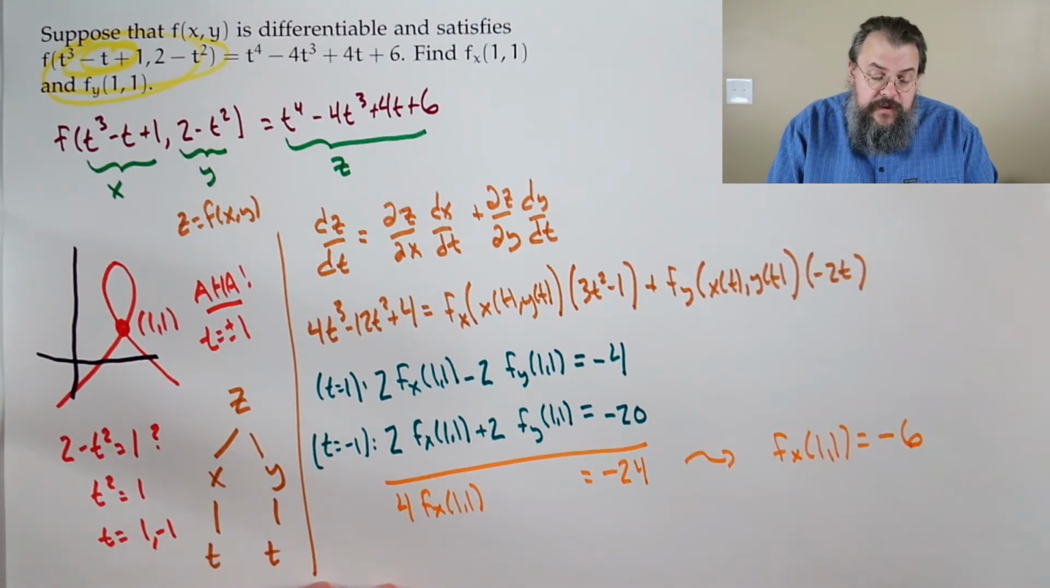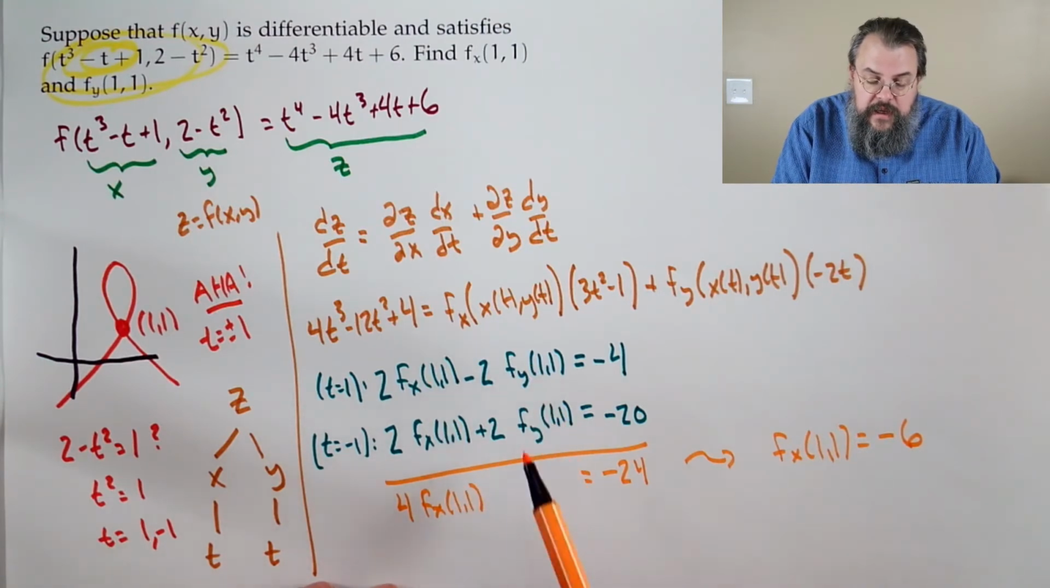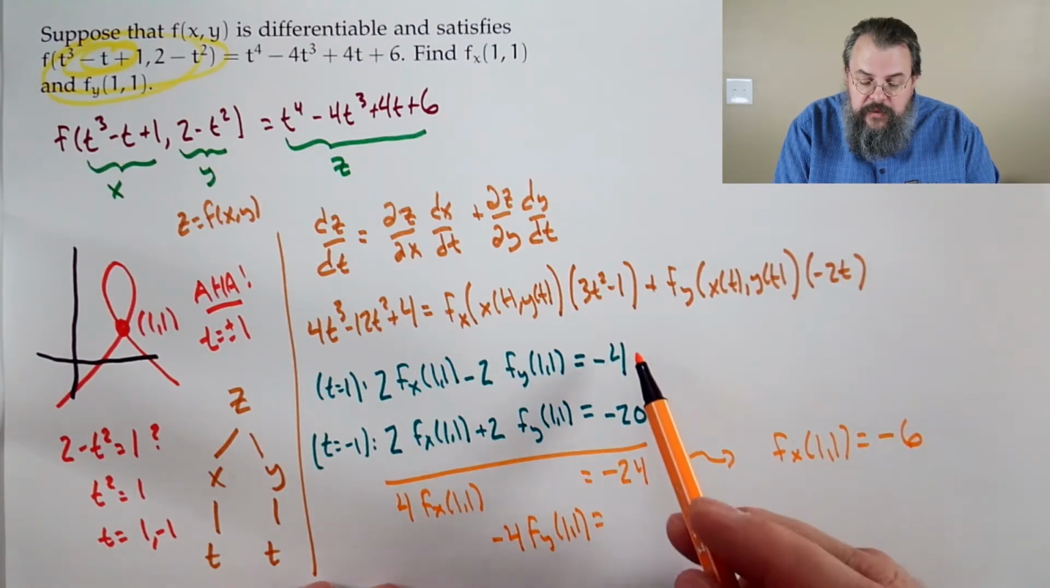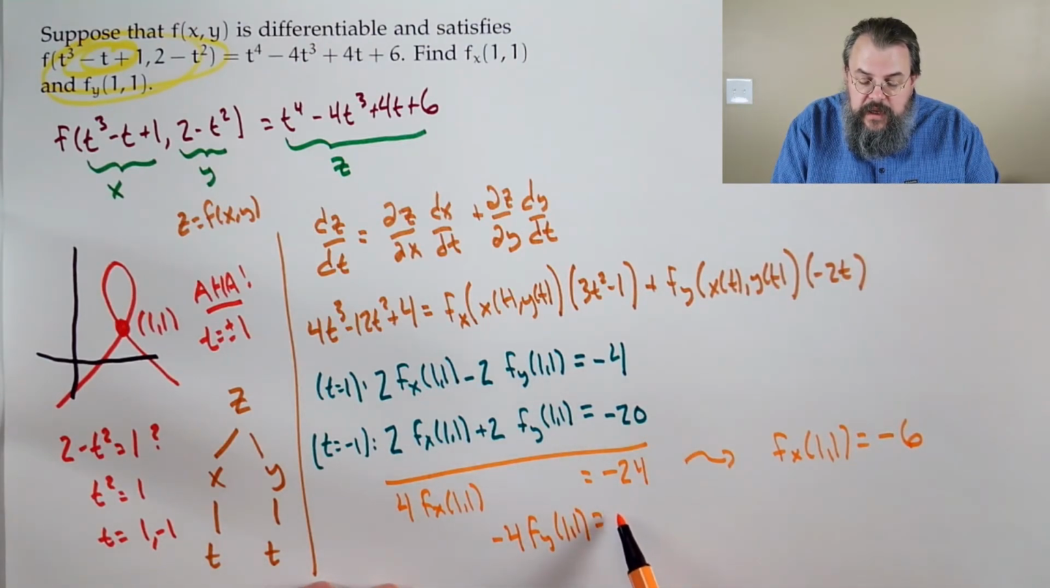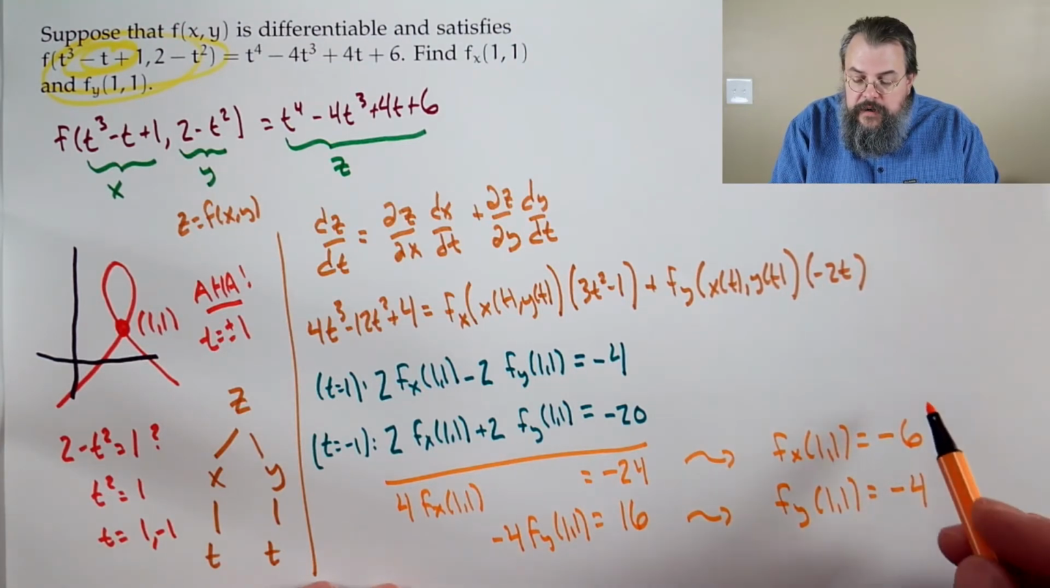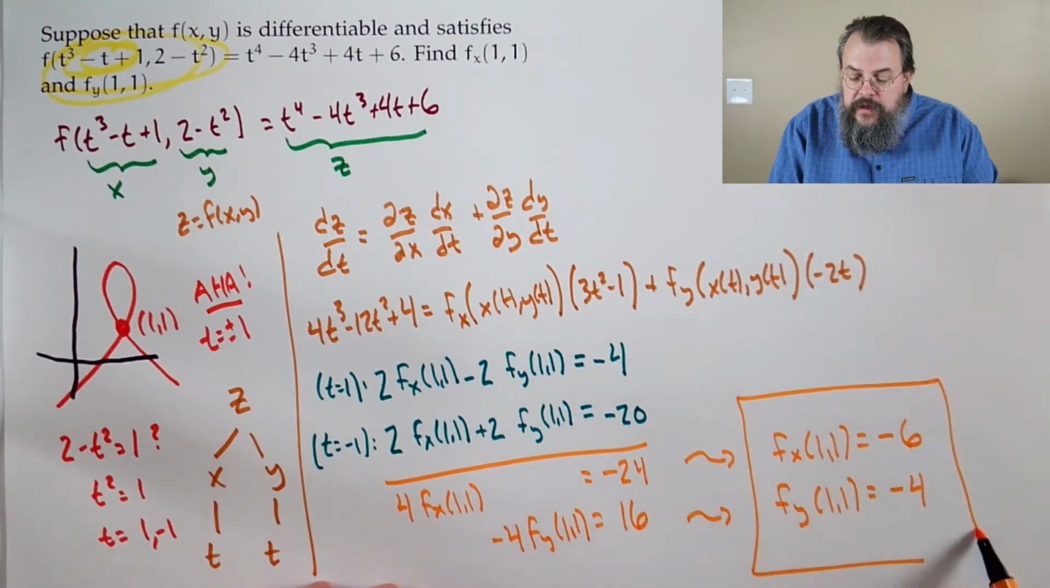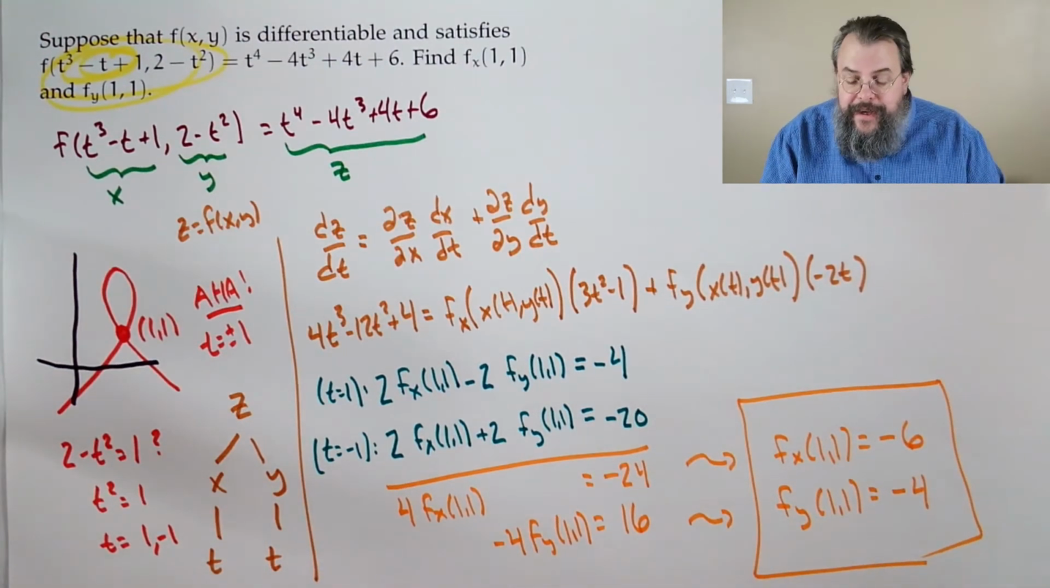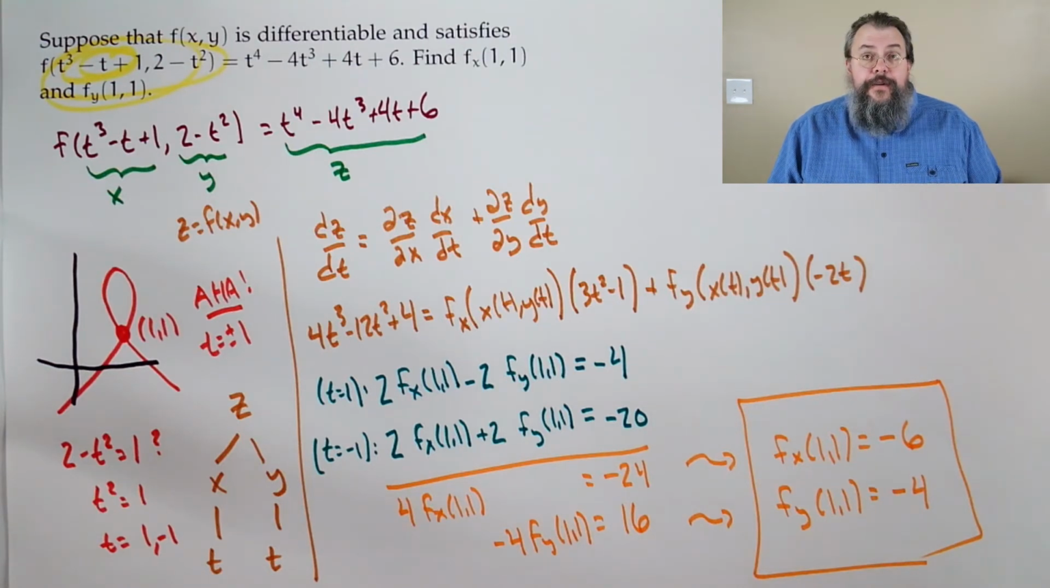Now, what else could we have done? Well, we also could have subtracted if we wanted to. If you subtract, so 2 minus 2 goes away, then you get -4 fy at 1, 1. -4 minus 20 is positive 20. It gets you to 16. And that tells us that fy at 1, 1 is equal to 16 over -4, which is -4. And therefore, we're done. We found fx at 1, 1 is -6, and fy at 1, 1 is -4.